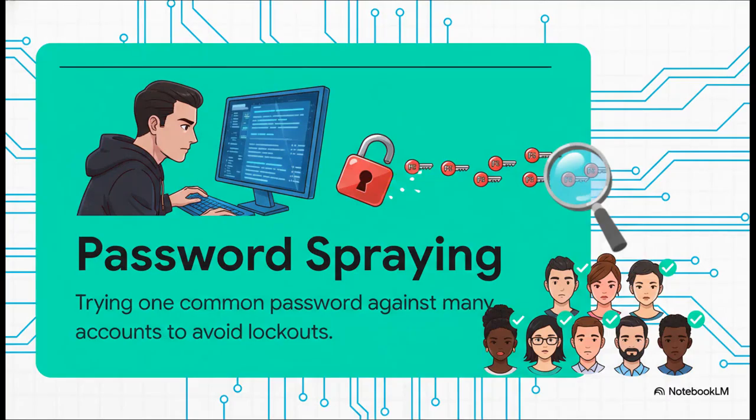Now, Kim could try to guess thousands of passwords for a single username, but that's noisy. It would set off all sorts of alarms and get the account locked. So instead, he uses a much smarter, much quieter technique called password spraying. Instead of trying many passwords on one user, he tries one super common password, like password123, against many different potential users. It's a slow and low approach that just flies right under the radar of most security systems.